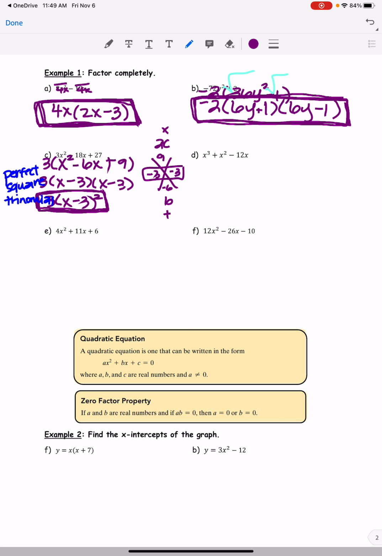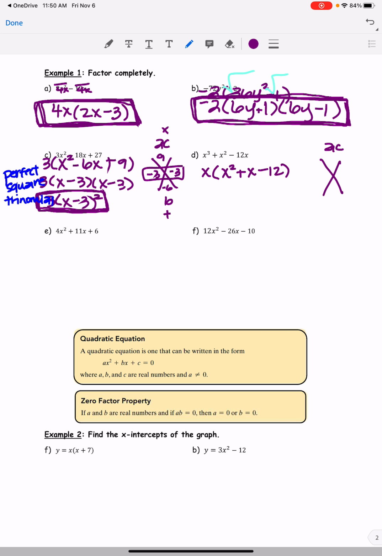Okay, on D, always look for a GCF first. Do I have one? Well, all 3 terms have an X, so I can factor out an X. So that means they all go 1 degree down. So X cubed becomes squared, X squared just becomes X, and now that minus 12X becomes just a regular minus 12. So we have another trinomial. Is it easy or hard? Well, whether you're looking here or here, A is 1. So this is another easy one.